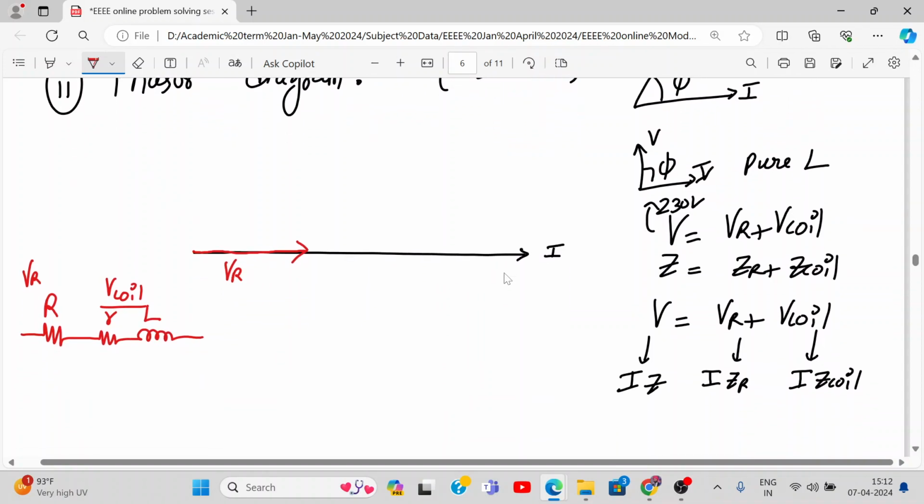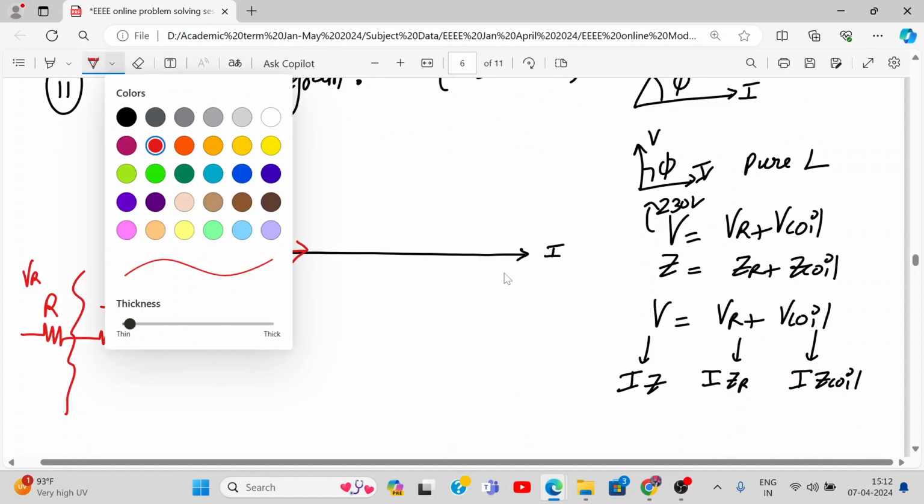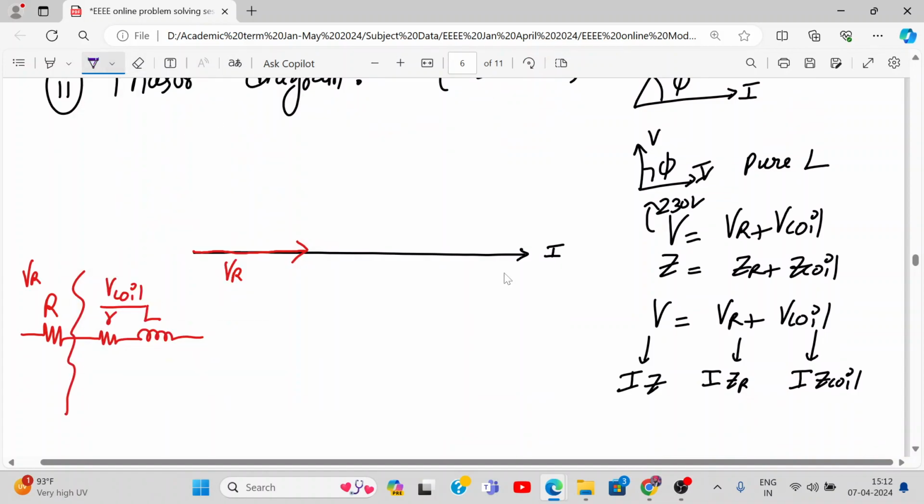Okay, this RL circuit, let's first make its breakup. For an RL circuit, how will the phasor diagram come? This is I. So this will be VR. Correct? V small r. Now, how will you draw VL? Tell me.